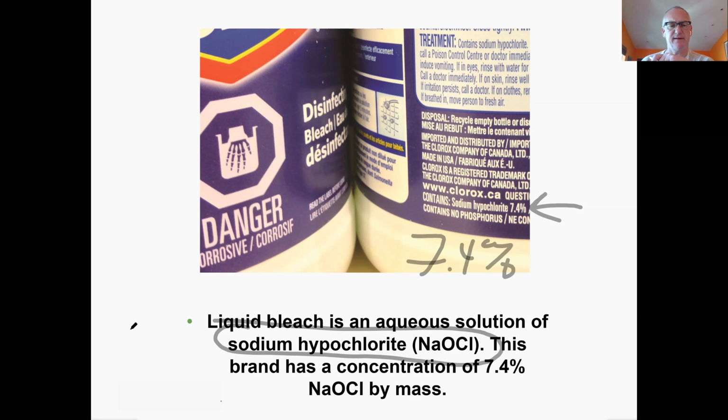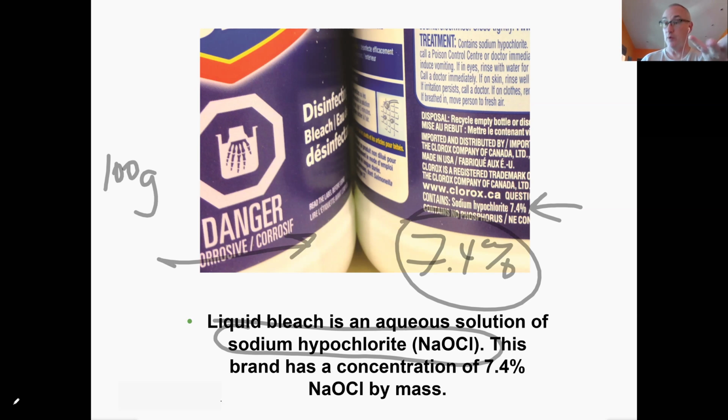So if I had... Professor, do we take into consideration... Oh, sorry. I think it's 7.4 grams per 100 grams. Right. Yeah, 100 grams of the whole thing, right? So if I have 100 grams of this solution, 7.4 grams of it will be sodium hypochlorite. So what other piece of information would I need to figure that out?